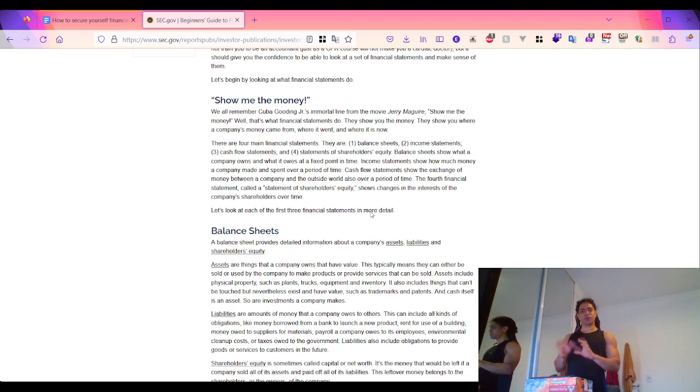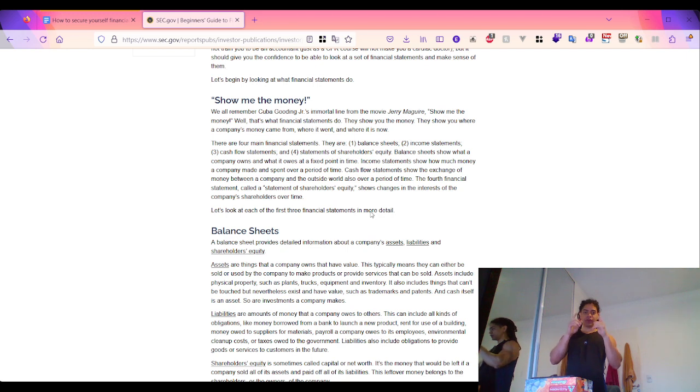So typically this is organized based on this formula: assets equal liabilities plus shareholders' equity. Sometimes you might find it organized in that way, or you have all the assets listed at the top, followed by the liabilities and the shareholders' equity. For example, Yahoo Finance uses that layout.